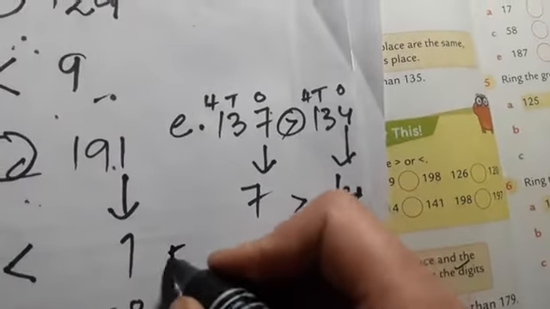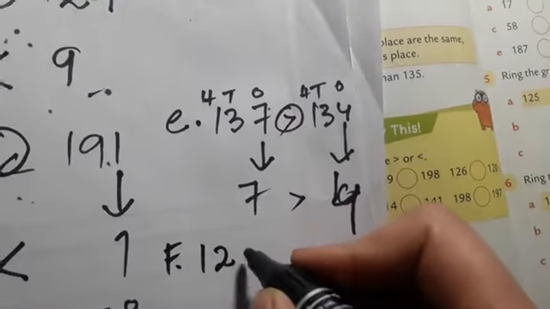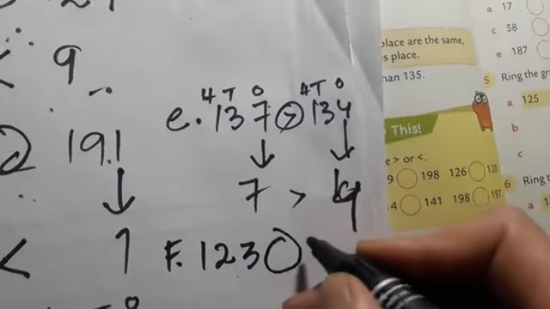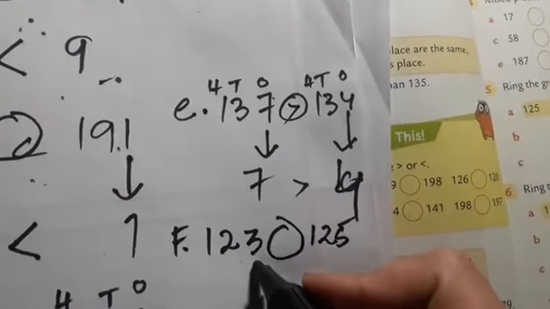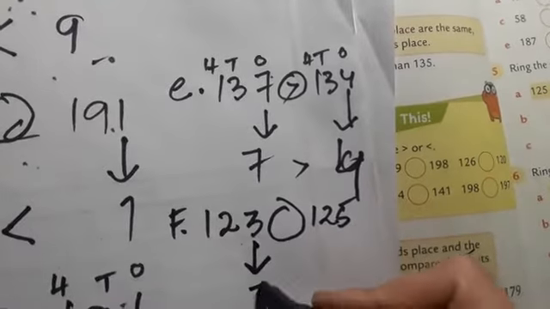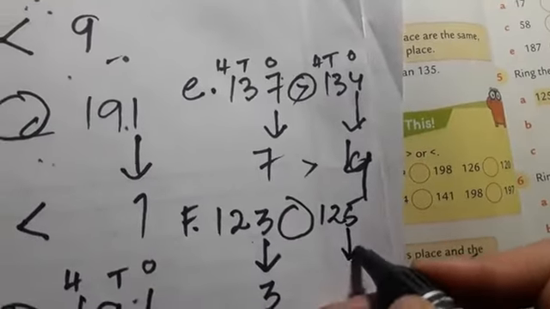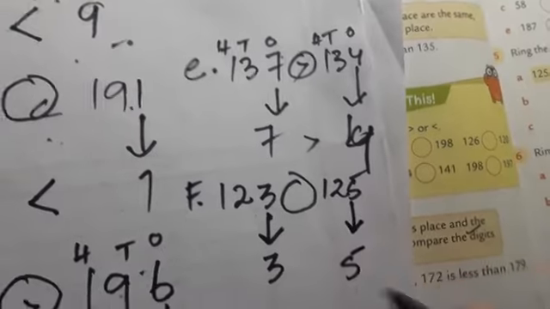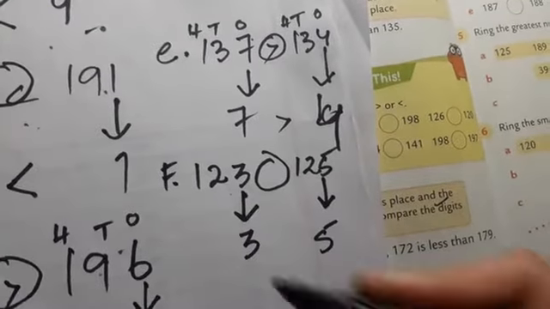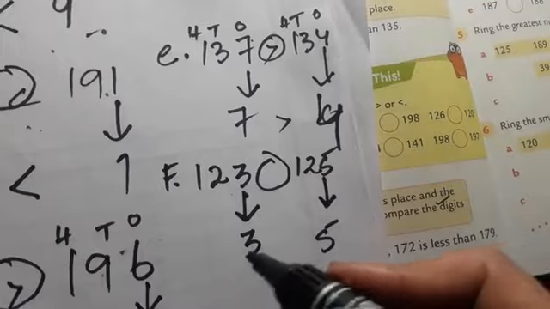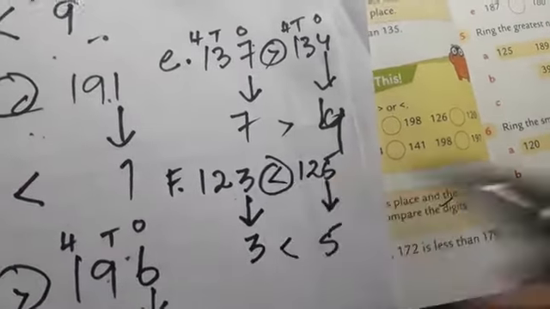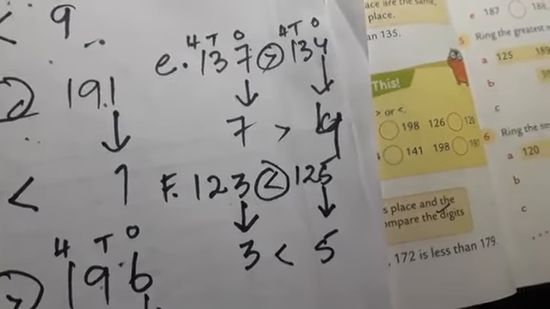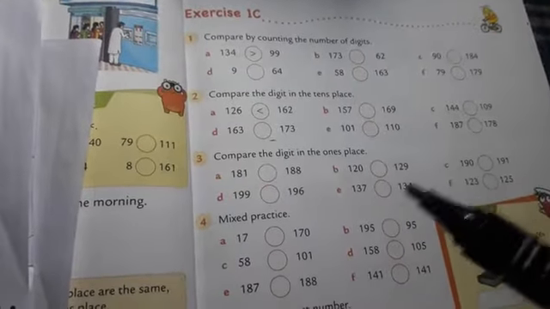Then is part F. It's 123 and 125. Here in ones place here is 3, and here in ones place here is 5. 3 और 5 को compare करना है. 3 छोटा होता है 5 से, so we can say that 3 is smaller than 5. Okay, we'll put here the sign. So this was the comparison based on the tens place and the ones place.